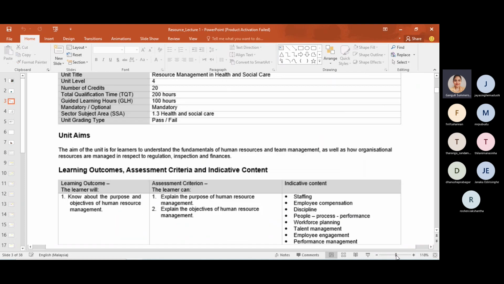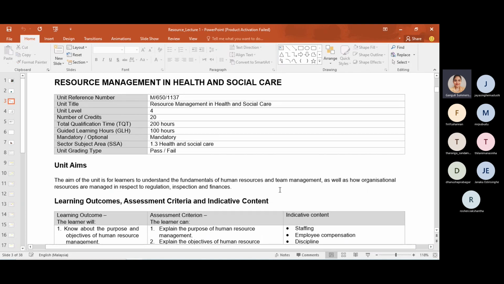You can see the name of the subject. The unit title is Resource Management in Health and Social Care. The unit level is 4 because this is the level for the diploma. And then the number of credits, total qualification time, and guided learning hours. You can see that information in this table.